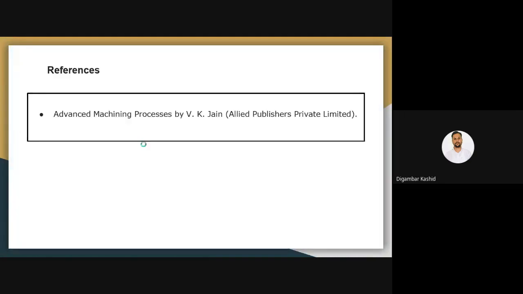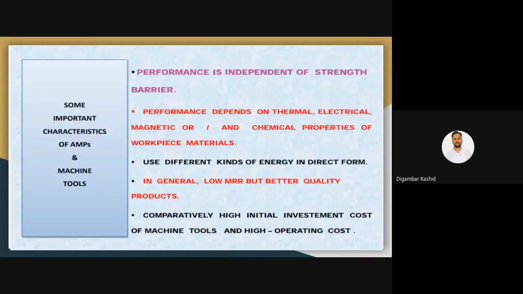Now we got the answer about why we need advanced machining. Apart from that, here I have mentioned some important characteristics of advanced machining processes and their machine tools. The first is that the performance of advanced machining processes is independent of the strength or hardness of the material, so there is no problem about hardness. The performance depends on the thermal, electrical, magnetic, or chemical properties of your workpiece material. Depending on the properties, you can use different machining processes, which we are going to see in the further chapters.